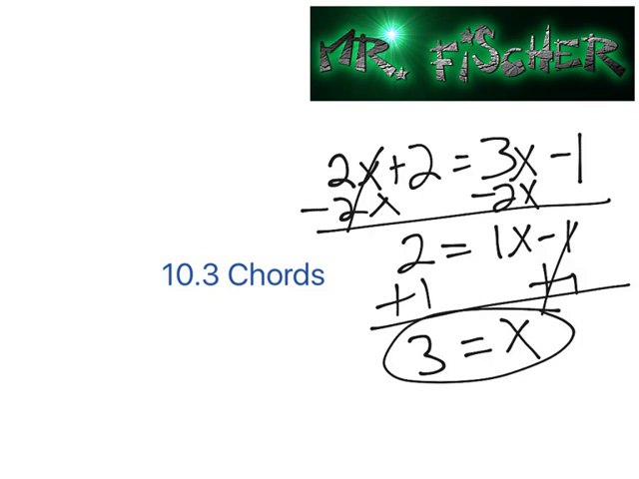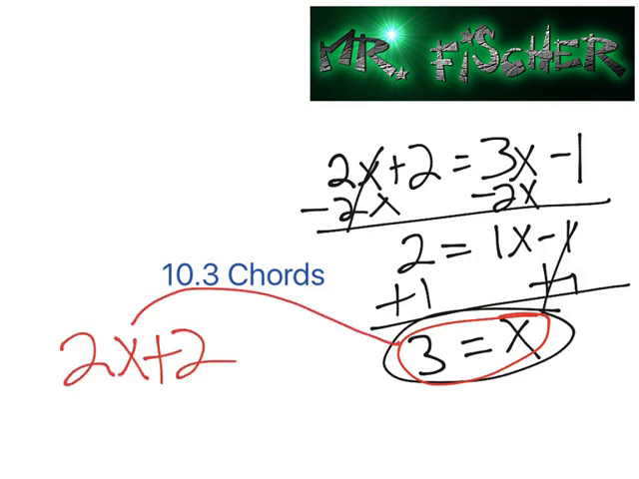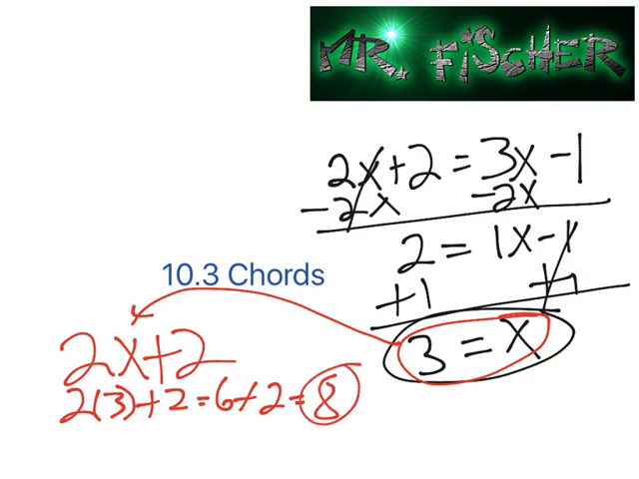The next thing you need to know is that if we were to plug that 3 back in, we would get a value. So 2x plus 2, if I were to plug that 3 back in, would give me 2 times 3 plus 2, which would be 6 plus 2, which would be 8.